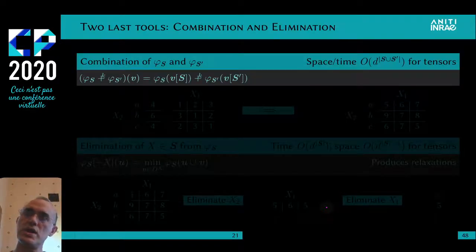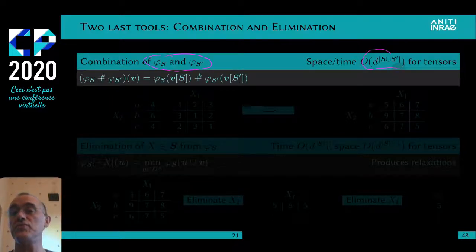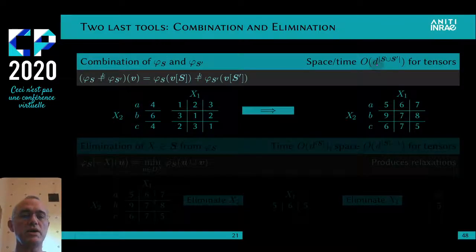So now we have local search and we have tree search. We need now to recover local consistencies. And for this we need two very simple tools. The first one is combination. Combination of two functions simply means adding them together to get a new function. It's an expensive operation because we need to fill a table with tensors whose size is exponential in the scope of the union of the two scopes we want to merge.